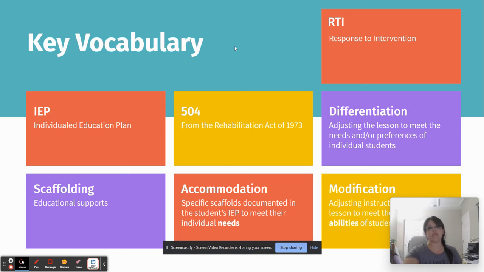It might have just been oversight, but that doesn't change the fact that it is a legal requirement. And so we need to make sure we're advocating for ourselves when necessary. The next one is RTI, which stands for Response to Intervention.